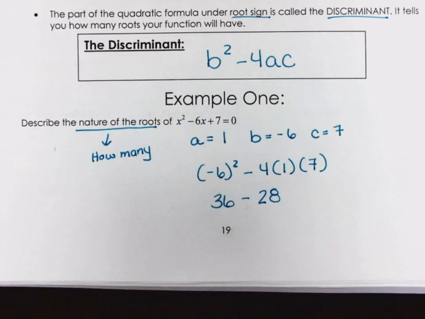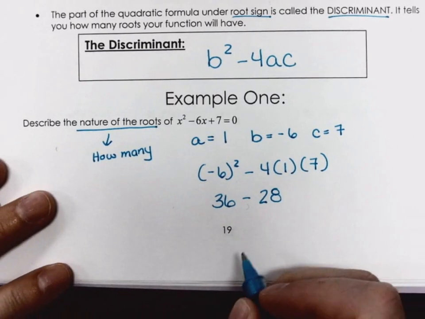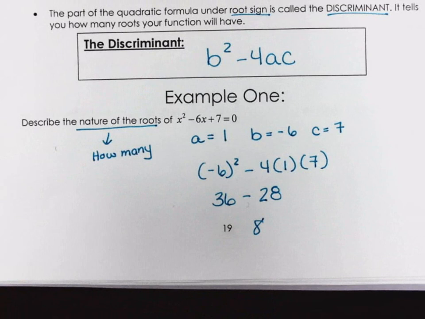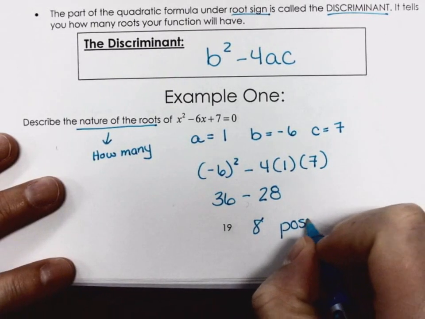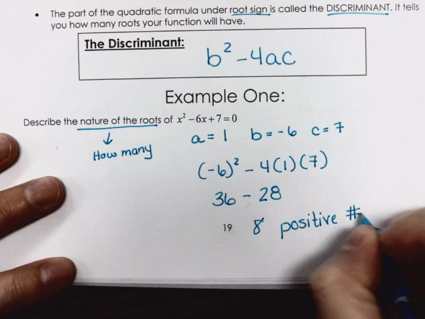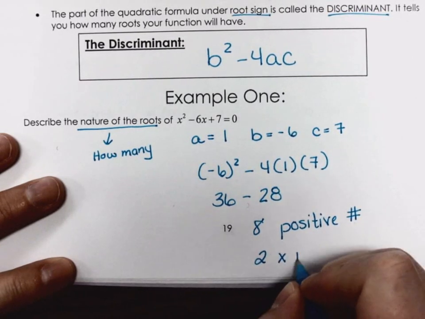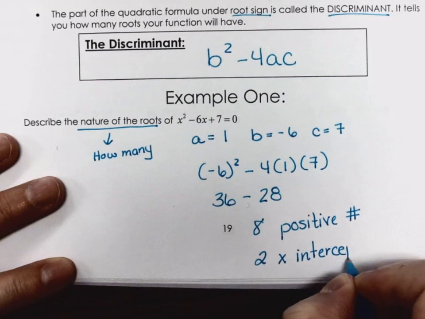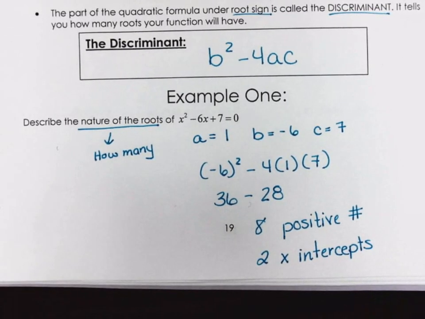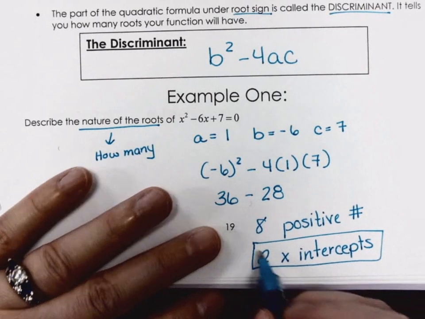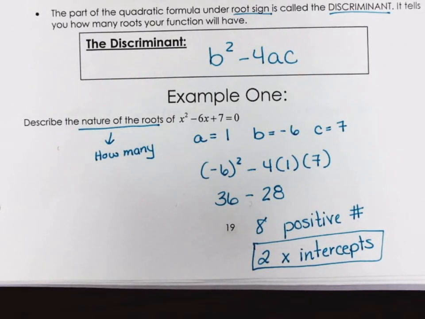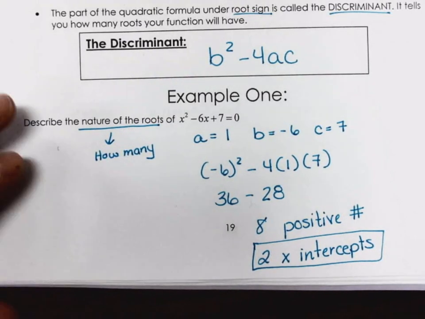36 minus 28. 8? Mental math there, folks. Does it really matter what the number is? What matters is that it's positive. Because it's a positive number, we know that we have 2 x-intercepts. And so how many roots do we have? We have 2 roots, or we have 2 x-intercepts. It's easy as that. It's just taking a little piece of that quadratic formula, and we're going to do some math with it to figure out how many roots we have.